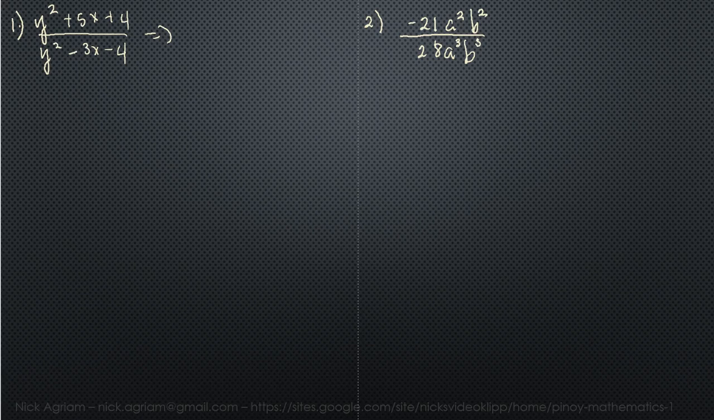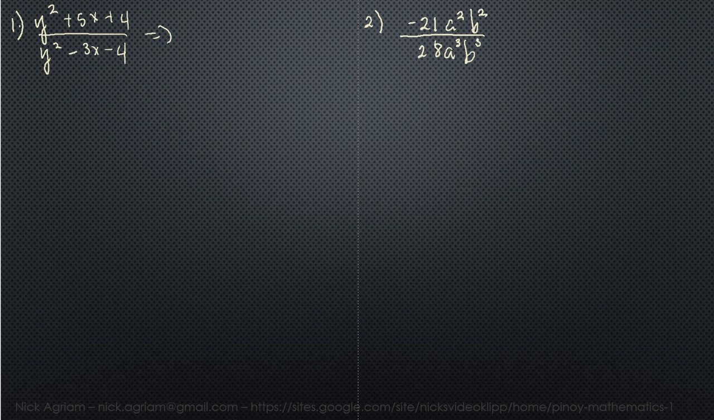Welcome back. I will give you some examples, more complicated examples, as I have promised. But before that, I am going to solve the exercises that you have in your book, page 78. The first is y squared plus 5x plus 4 divided by y squared minus 3x minus 4.